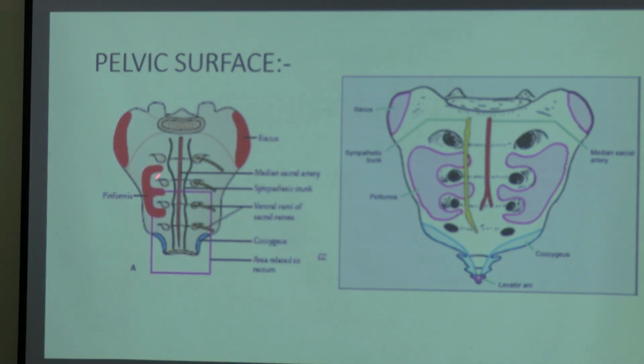Then we have this muscle here, which is called the piriformis. You can see that it is in the shape of an E. The piriformis is attached in that shape. It is related to the middle three sacral vertebrae, second, third, and fourth. It is present on the pelvic surface. So these are the attachments and relations of the pelvic surface.